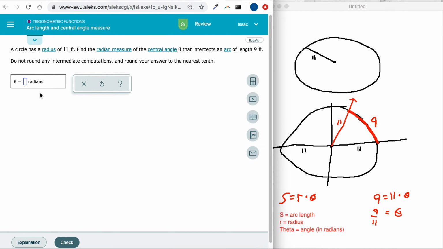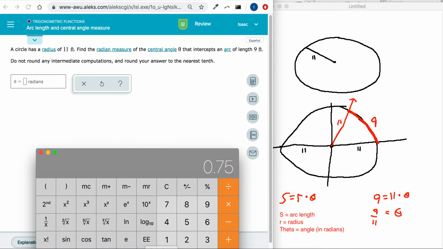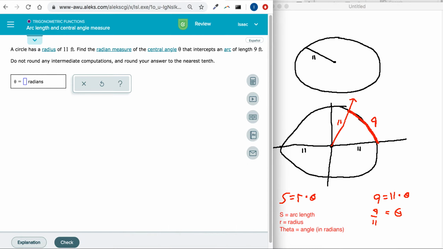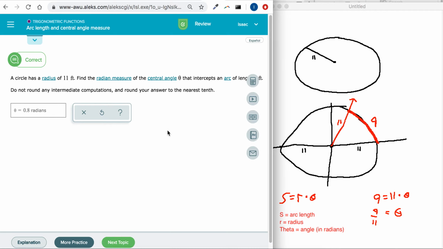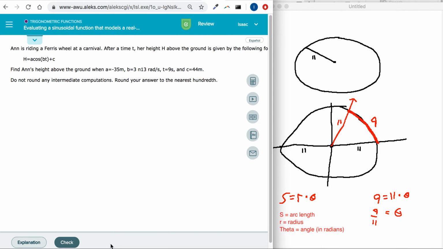Just remember, in case they throw degrees at you, they want it to the nearest tenth. So with my calculator, 9 over 11, oh, no, that was 9 over 12. 9 over 11 is 0.82. So 0.8 to the nearest tenth. Okay, so that's how you do. It's nice and easy when you're given radians, but if they give you degrees, you just got to make sure to convert from degrees to radians.